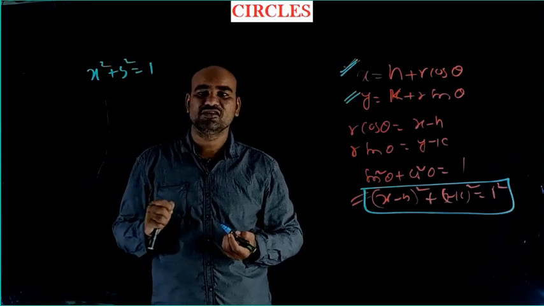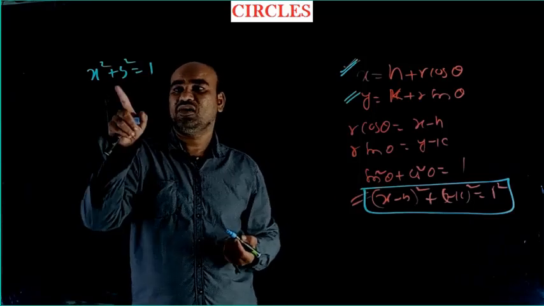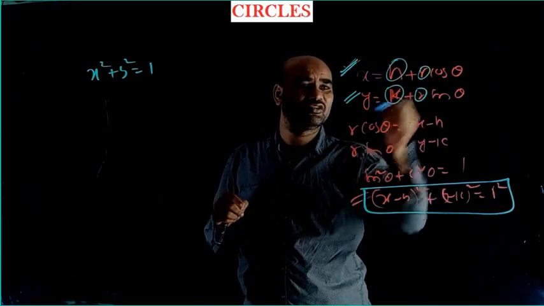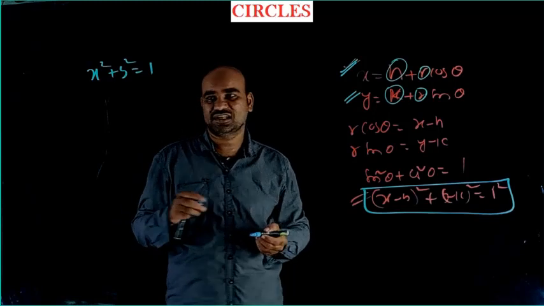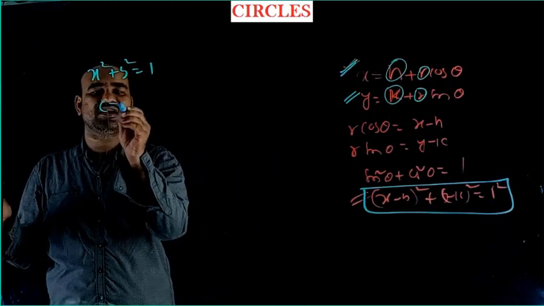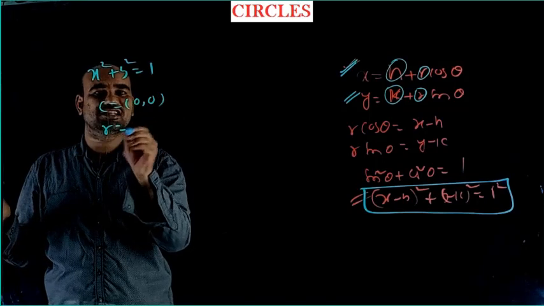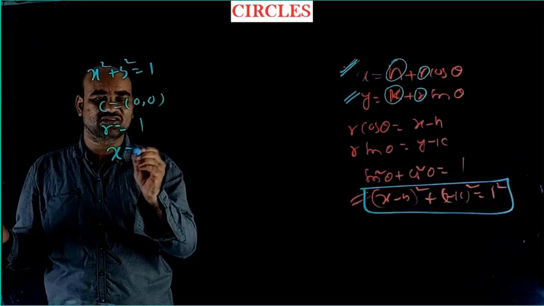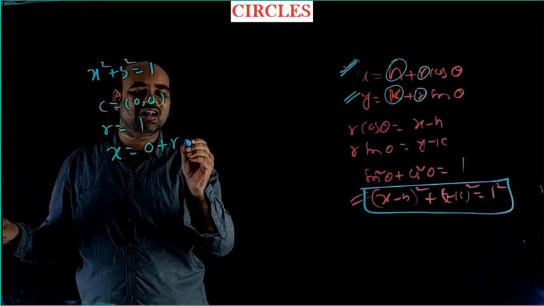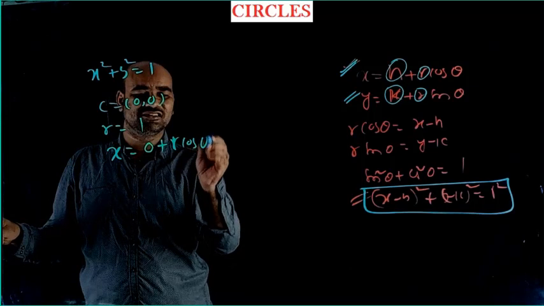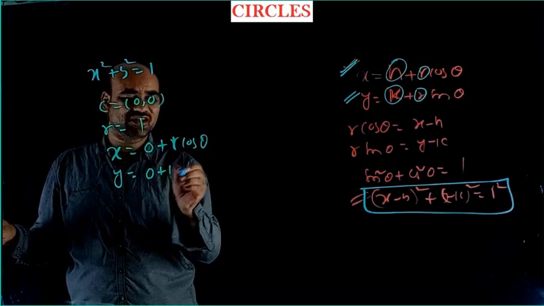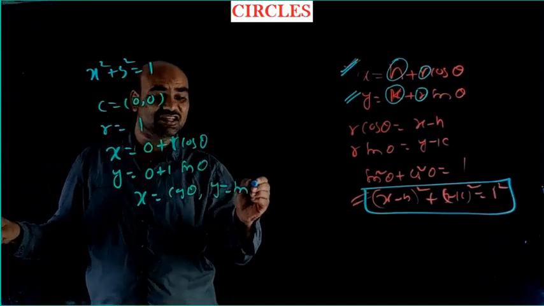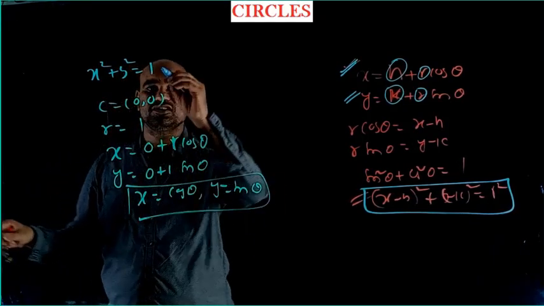The circle equation is given. We want to convert it into parametric form. To write it in parametric form, you need the center and the radius of the circle. The center is 0, 0. The radius is 1 here. Theta is any real number. Now I can say that x is equal to 0 plus r, r means 1, cos theta, and y is equal to 0 plus 1 sin theta. Therefore, x is equal to cos theta, comma y is equal to sin theta. It's a parametric equation of the circle.